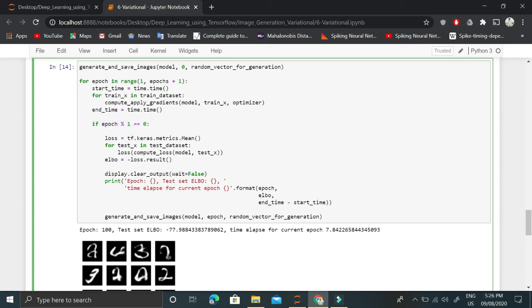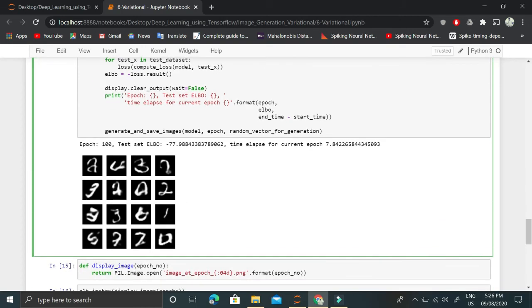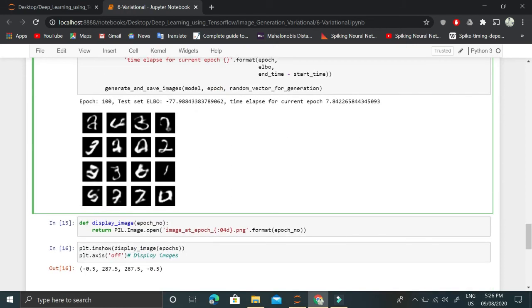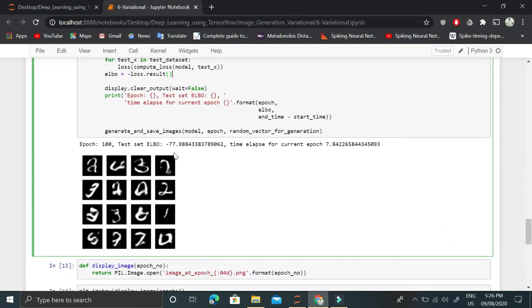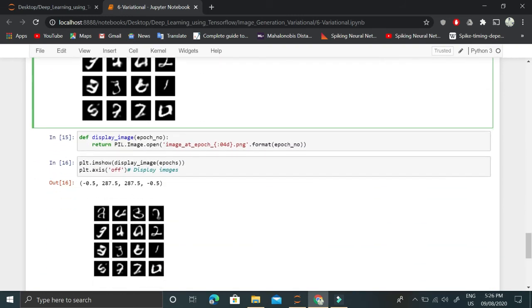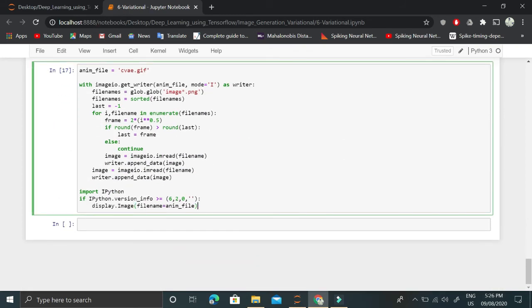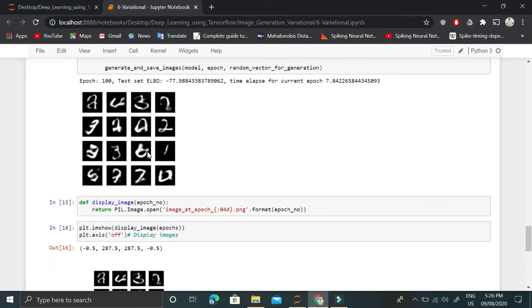But what we are interested in is looking at the result after each epoch. So we will find the mean of the loss for the test data set. This loss is basically computed with this metric.mean. Once we have that, we will generate and save the image, and also look at it inside this notebook if you run it again, but it will take some time. Then we display all of the images, and this is where we are storing the GIF form of all these images.